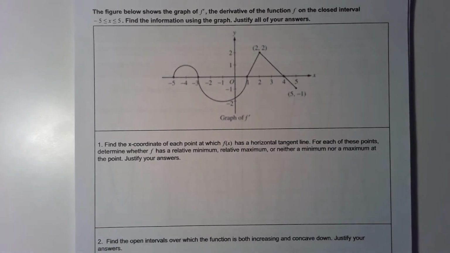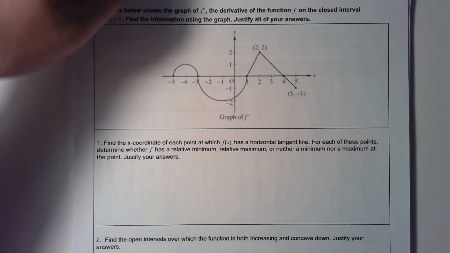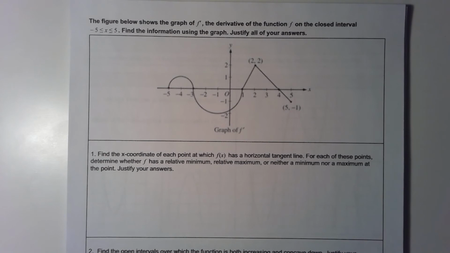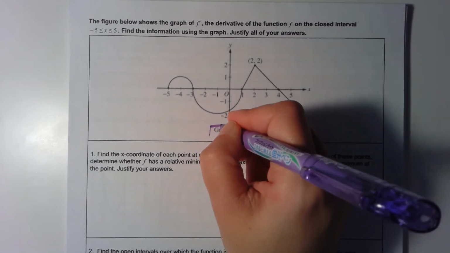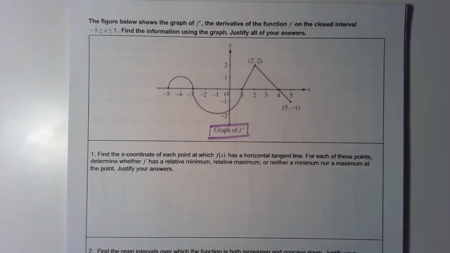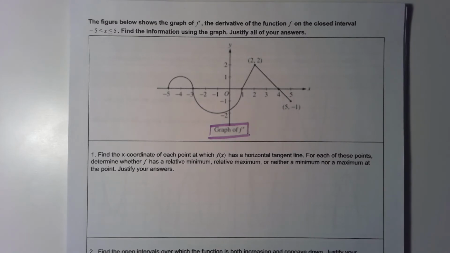Okay, let's do one more. This is a very typical AP test question. It says the figure below shows the graph of f prime on the closed interval from -5 to 5. So again, we have the graph of the derivative, and again, it's telling us in the directions it stops at the edges. Find the x-coordinates of each point at which f of x has a horizontal tangent line, and then for each of these points, determine whether f has a relative min, max, or neither a max or a min at that point. Justify your answers.